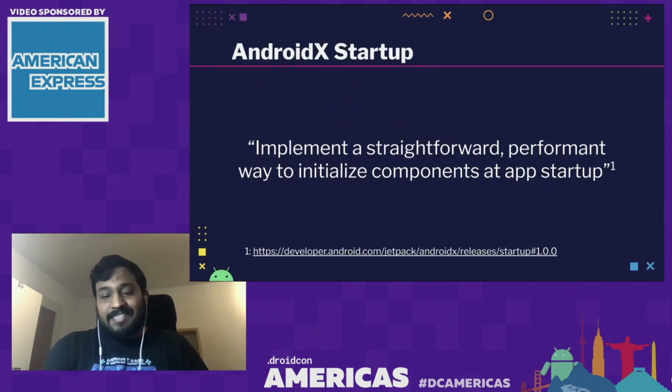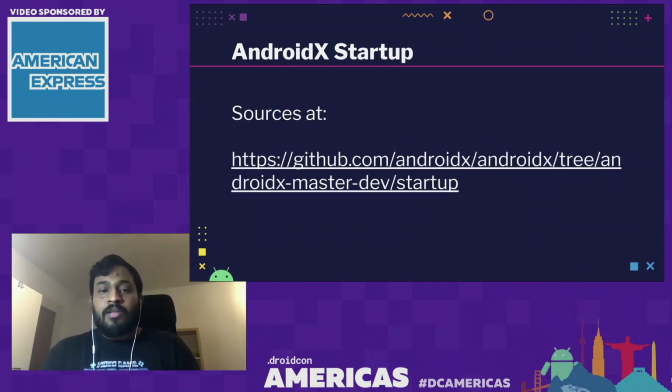From the base library description that you can get from the documentation, they say that it implements a straightforward, performant way to initialize components at the app startup. Okay, it's pretty simple, but we'll figure out exactly what they are saying. So you can find the sources of this library on GitHub itself. It doesn't have a lot of classes. It has probably 6 classes that you need to look at, but it is worth looking at what they do.